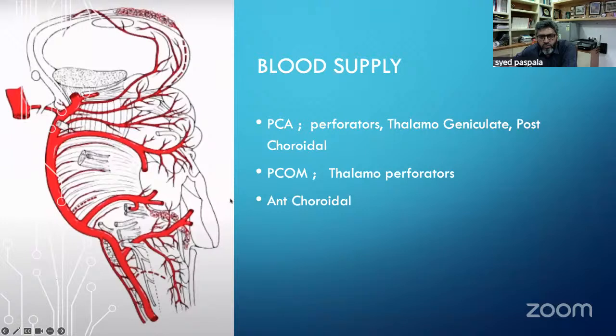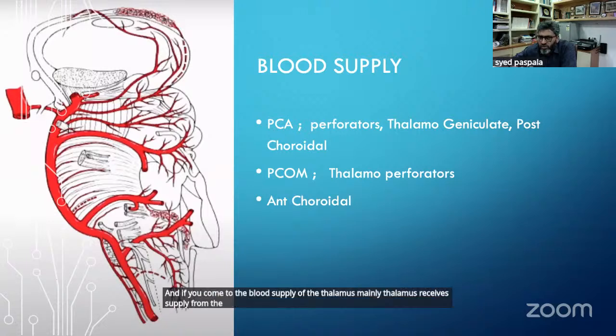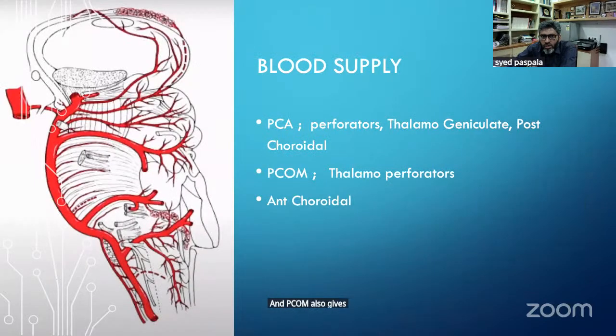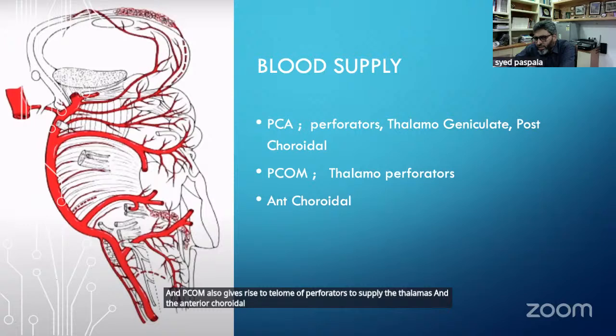And if you come to the blood supply of the thalamus, mainly thalamus receives supply from the PCA, the perforators, and the thalamogeniculate branch, and the posterior choroidal arteries. And PCOM also gives rise to thalamoperforators to supply the thalamus. And the anterior choroidal, which usually supplies the internal capsule, gives off some branches to the adjacent part of the thalamus, which is lying just as a neighboring structure to the internal capsule.